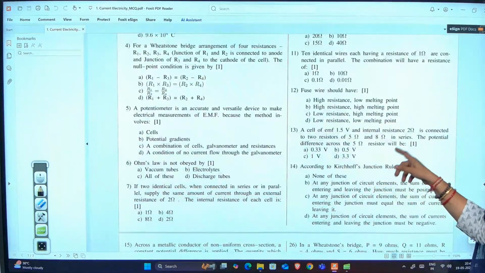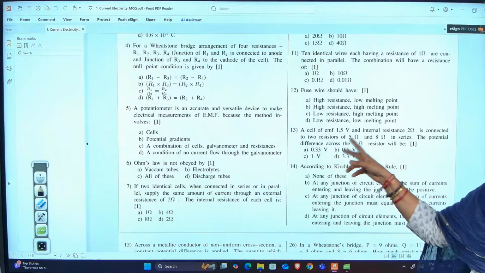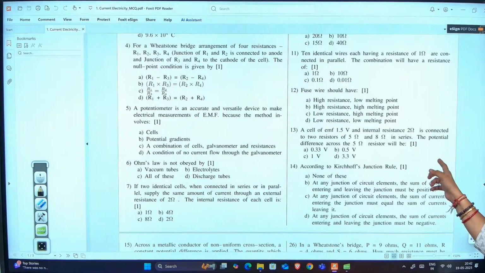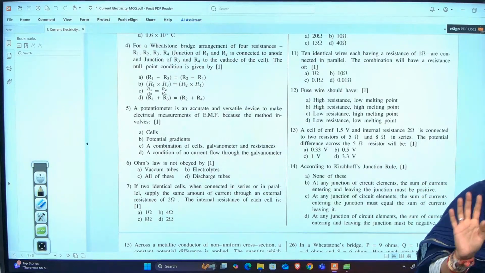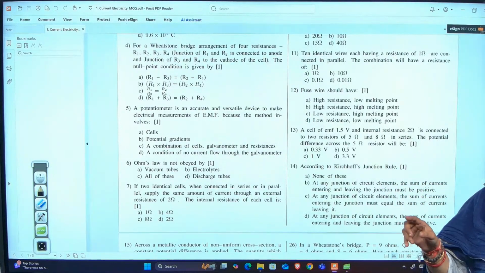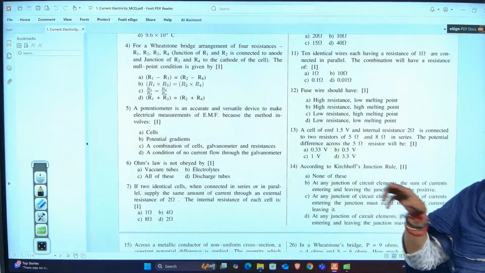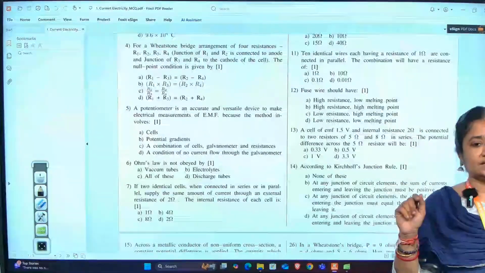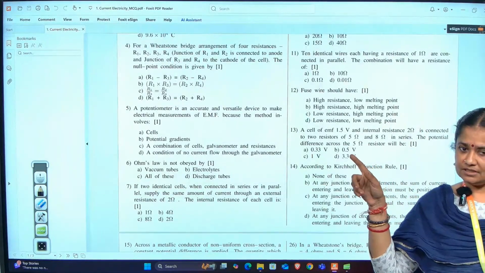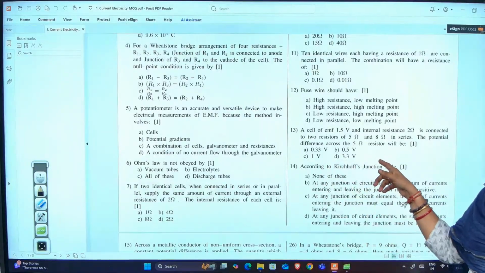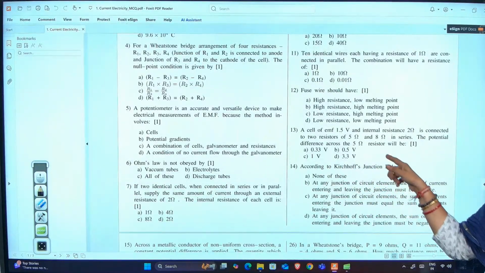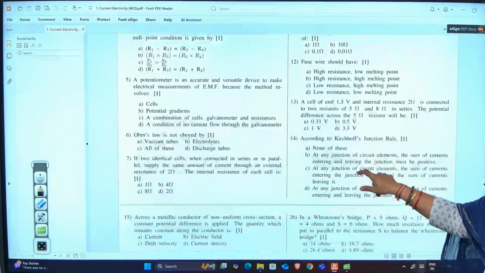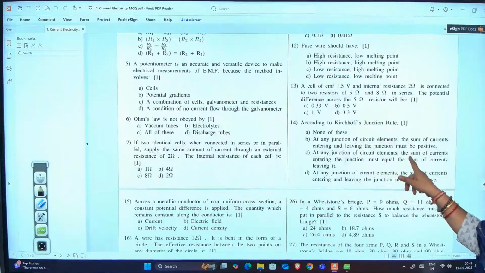A cell of EMF 1.5 and internal resistance 2 is connected to two resistors 5 and 8 in series. Everything is in series. So to find the current, V is equal to I into R. To find I, total potential 1.5 divided by the total resistance, which is 8, 5 and 2 in series. 8 plus 2, 10 plus 5, 15. 1.5 divided by 15, you will get the current into the resistor. So 0.1 into 5, 0.5 volt. Then this one is C.